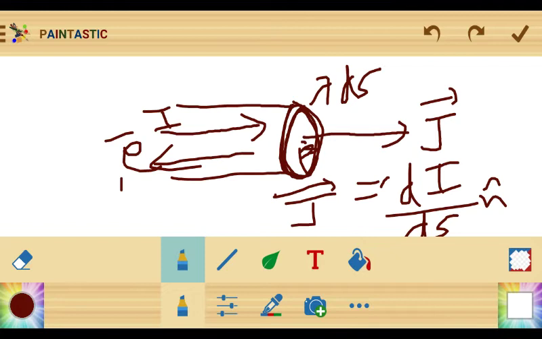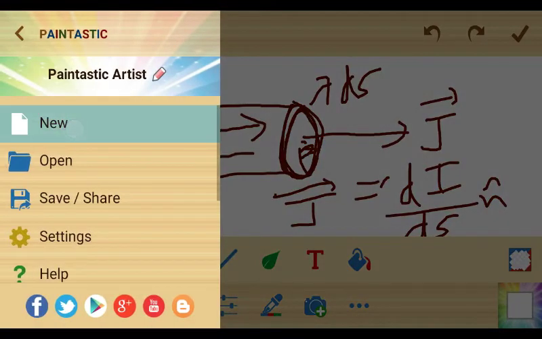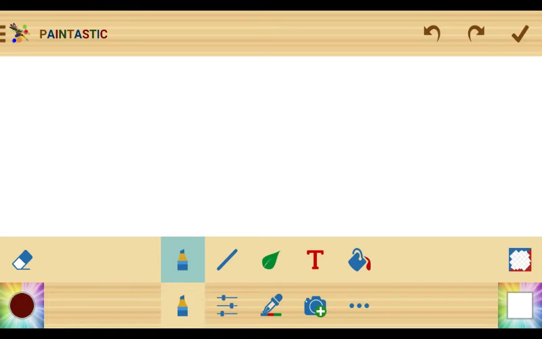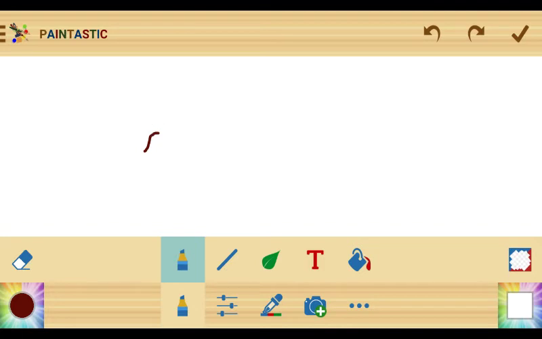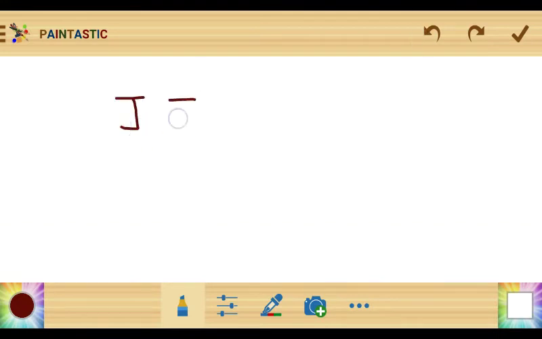Or just to remove this direction and all, I'll use a different approach. From this equation only, we are talking about J is equal to, as we have.